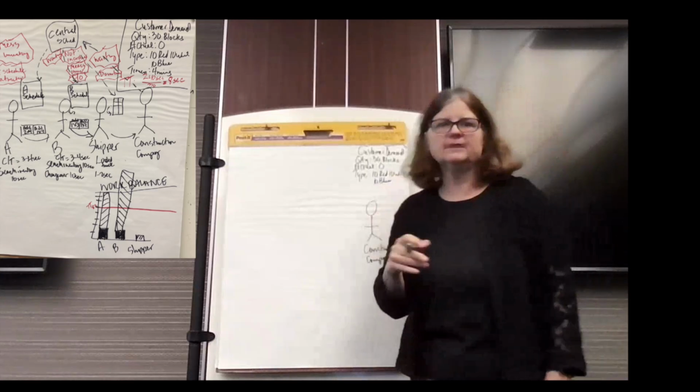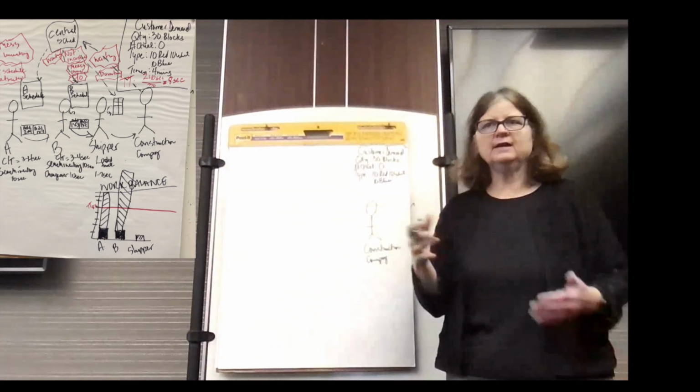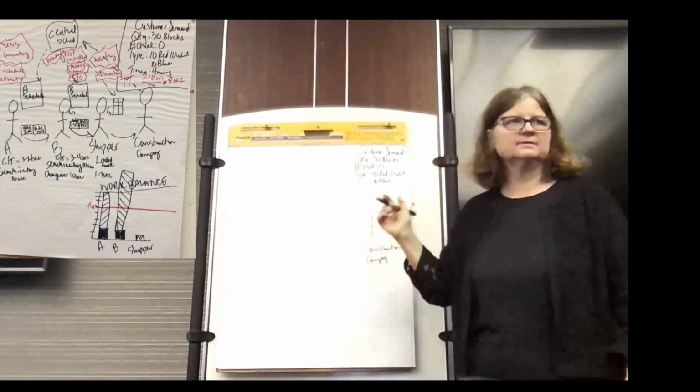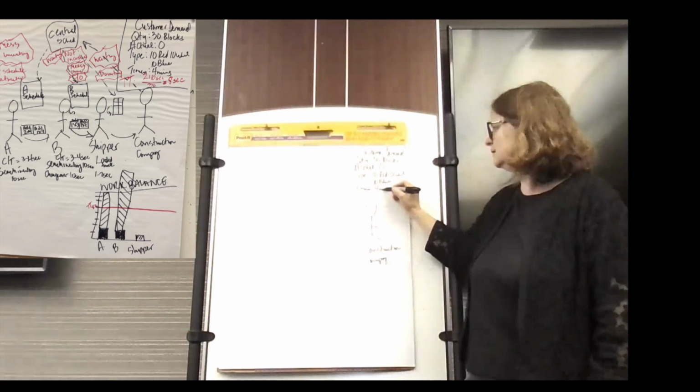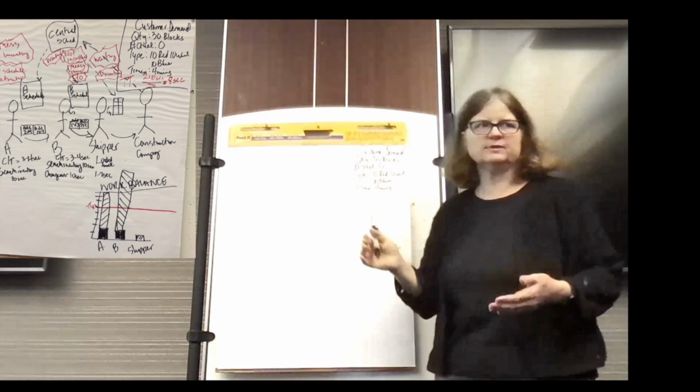And then we want to be thinking about the time that we had. So how long did we have to produce our blocks? This shift was 4 minutes. 4 minutes. So we had 4 minutes to produce 30 blocks.